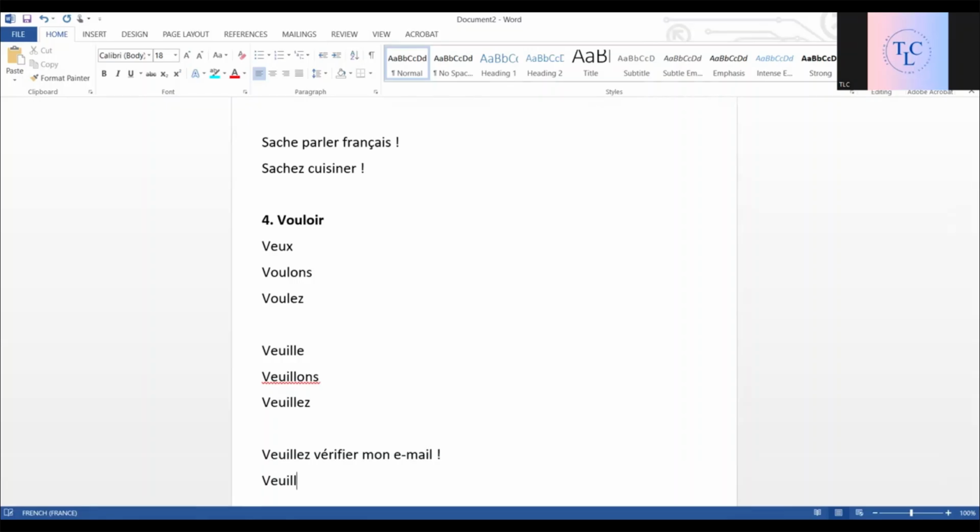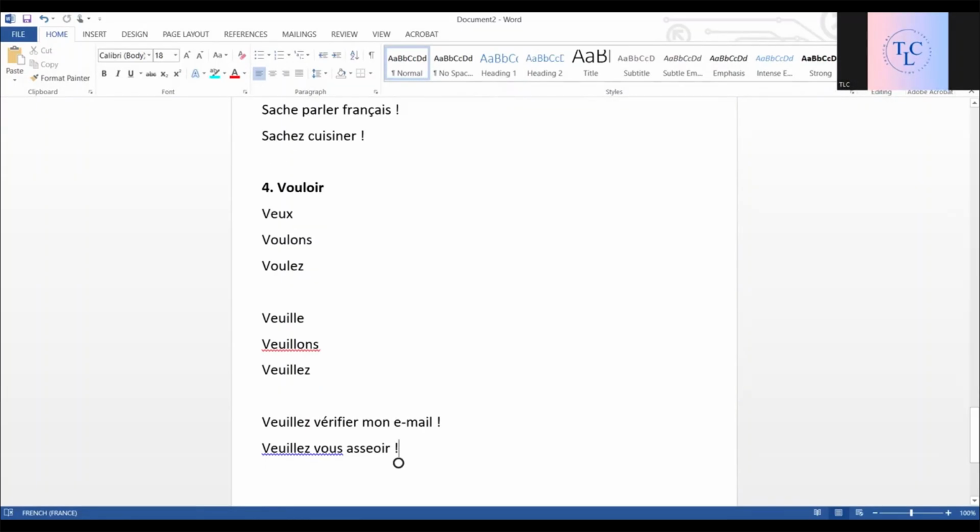Then, veuillez vous asseoir, s'il vous plaît. We can add s'il vous plaît for more politeness. This is the verb s'asseoir, that is to sit down. So here, vous is not the subject. This is the pronoun because the verb is s'asseoir.